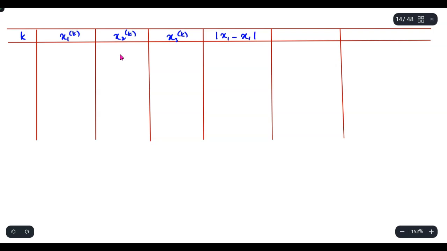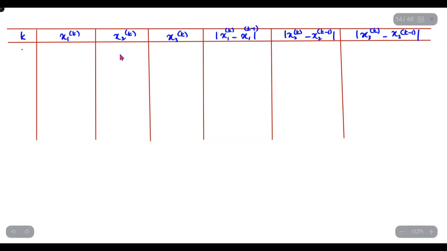So in the exam, okay, you can speed up the calculation by presenting your answers in the form of a table. Okay, so in the table form we have the column for the iteration k, and then we have x1^(k), x2^(k), x3^(k), and then we have the error, so x1^(k) minus x1^(k-1), current minus previous, and x2^(k) minus x2^(k-1), and this is x3^(k) minus x3^(k-1).